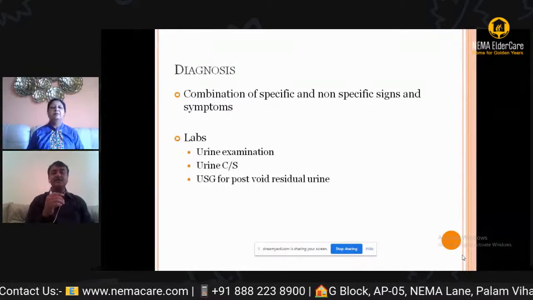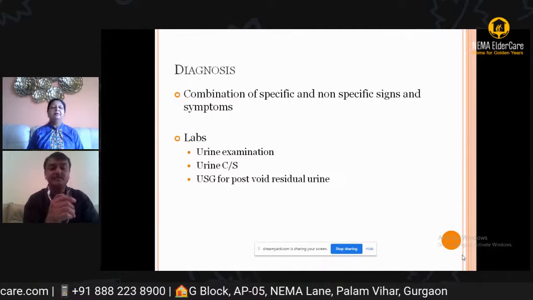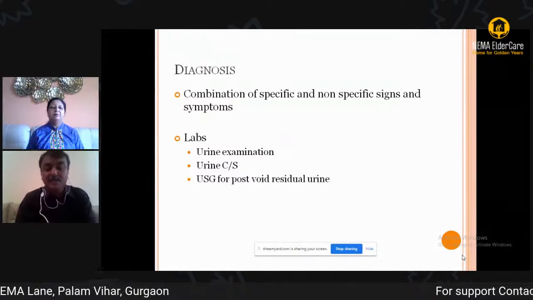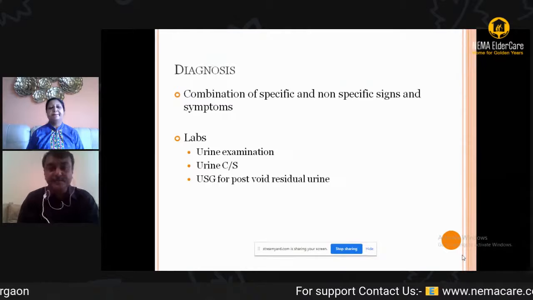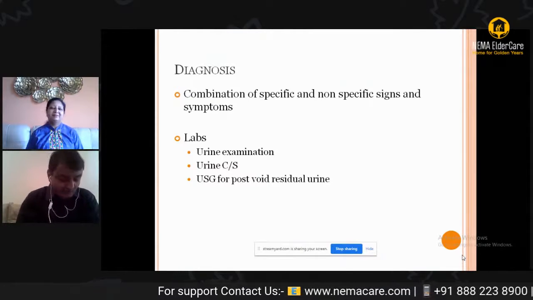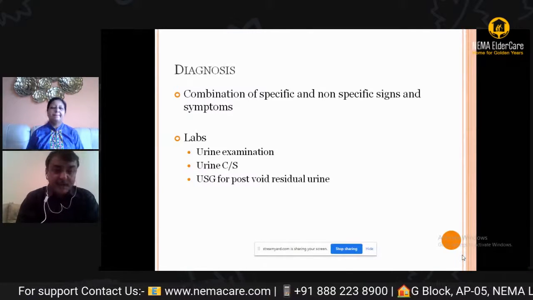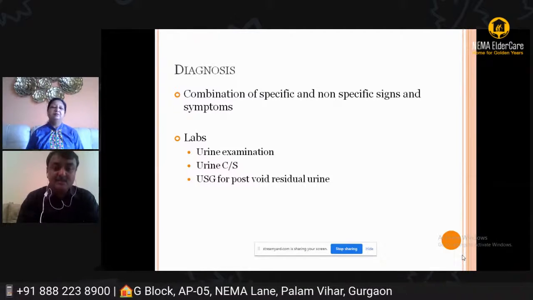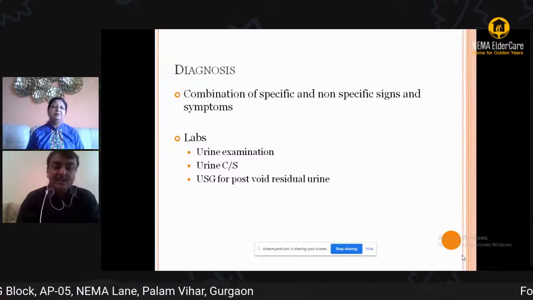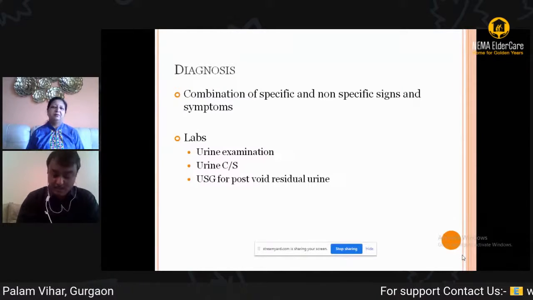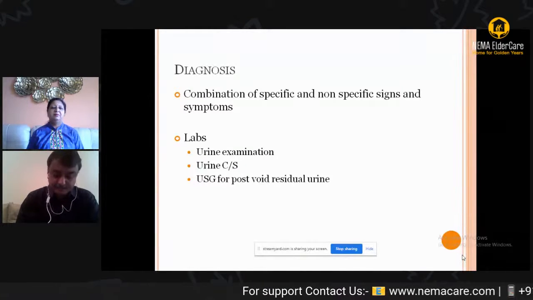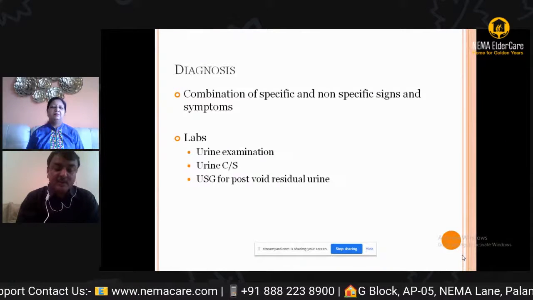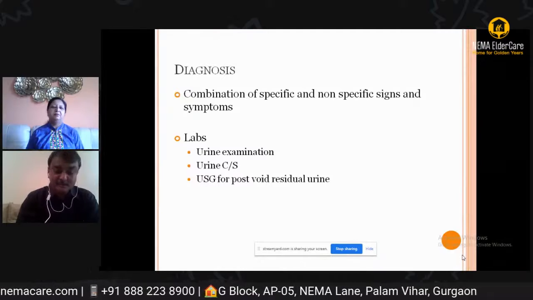So diagnosis becomes difficult at times. If we have specific symptoms, it may be easy to diagnose. But if there are non-specific symptoms, then it becomes slightly difficult. In those cases, we have to go by our clinical judgment, and we use a combination of the specific and non-specific signs and symptoms. In addition, the clinical suspicion has to be confirmed by doing certain lab tests. The most important test is a urine examination where we look for the presence of WBCs in the urine.